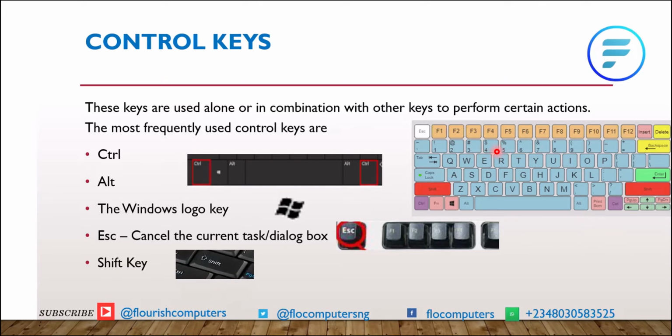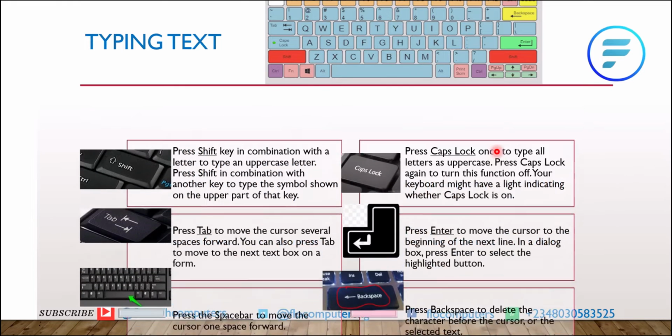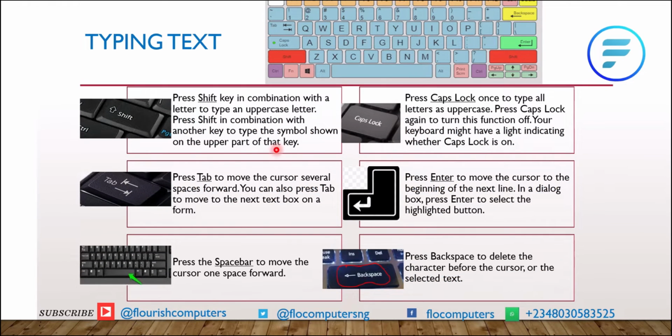Now let's go to the next, which is typing text. We have already discussed some of these keys in the previous slide. We've talked about the Shift key and what it is used for. You can also use it to type uppercase and lowercase. Instead of pressing Caps Lock to turn on capital letters on your keyboard, you can press Shift and a letter. If I press Shift A, it's going to type uppercase A. If I did not press Shift A, by default, if you press A on your keyboard, it's going to type lowercase a.